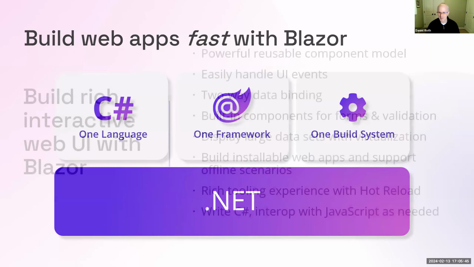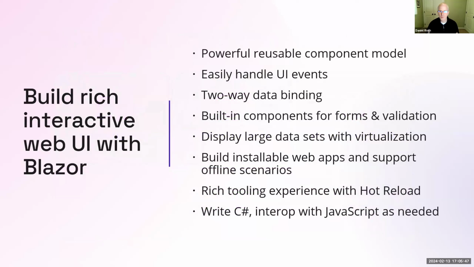Now, Blazor is based on a powerful, reusable component model that you can use to easily handle UI events, render updates, and set up two-way data bindings. Blazor comes with many built-in components for forms and validation and displaying large virtualized data sets. There are also many readily available Blazor components from the .NET community.